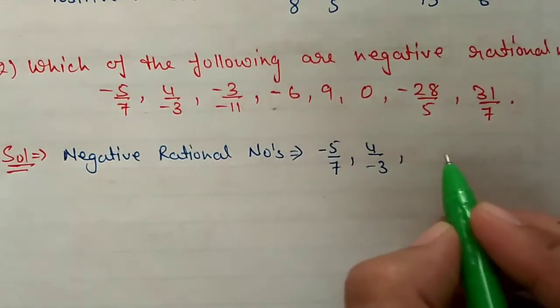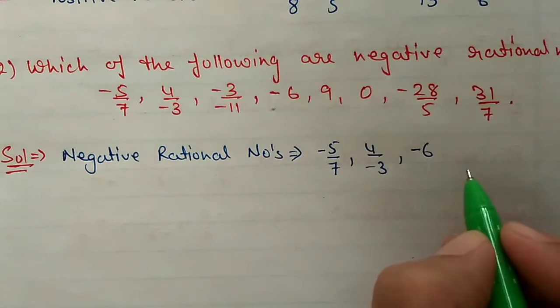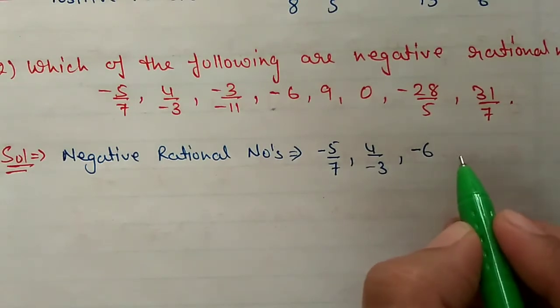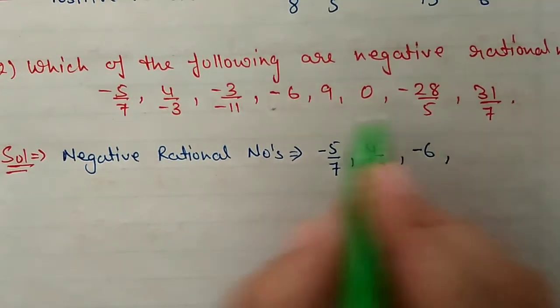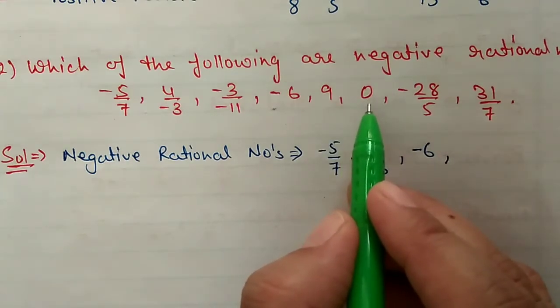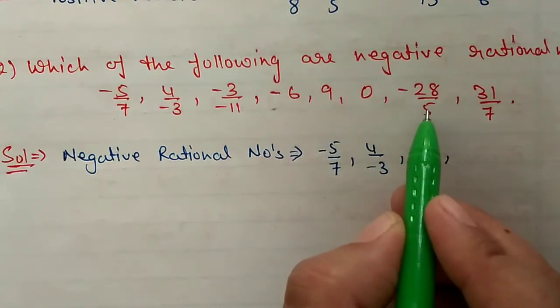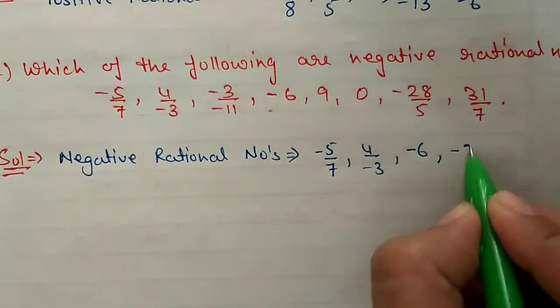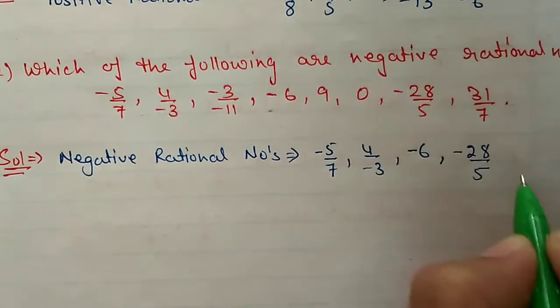Next, minus 6, which we can write as minus 6 by 1 also. Then next, 9, it is a positive rational number. 0 is also a positive rational number. Then next, minus 28 by 5, that is a negative rational number.